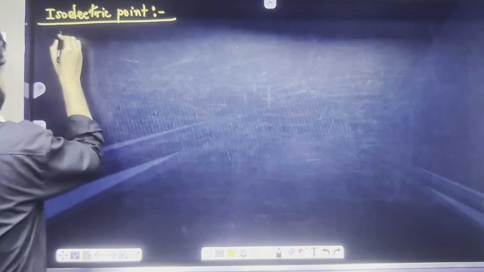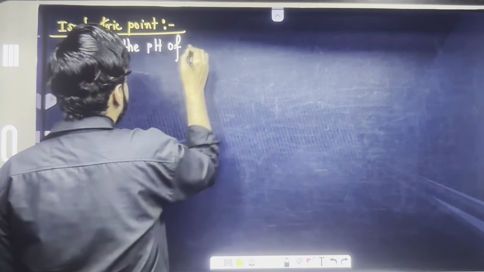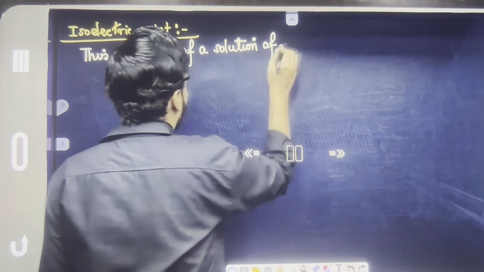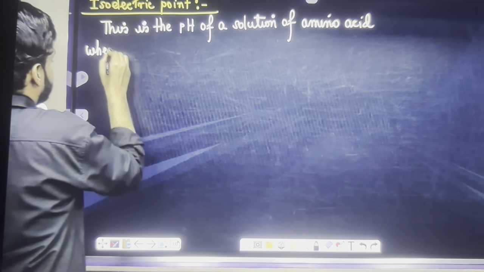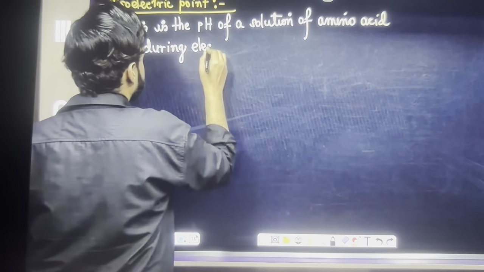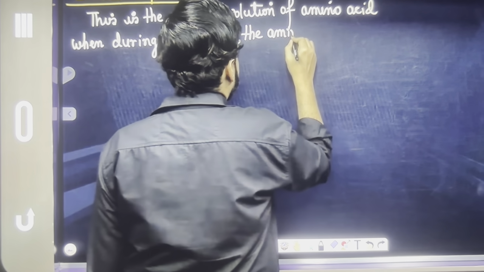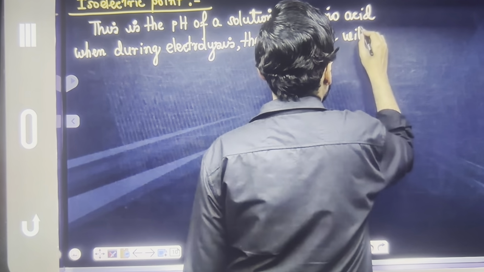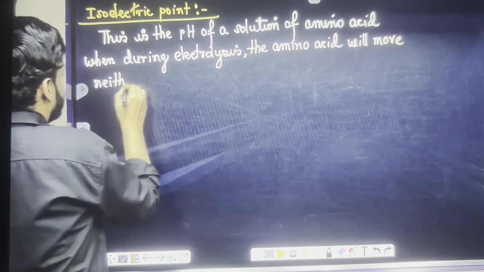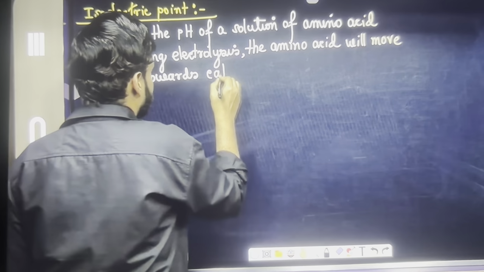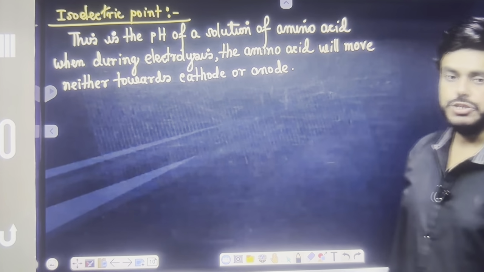Isoelectric point. What is this? This is the pH of a solution of amino acid when, during electrolysis, the amino acid will move neither towards the cathode nor towards the anode.